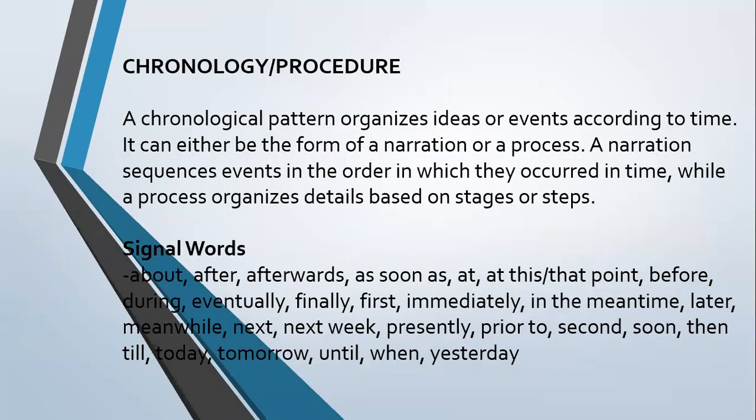Next is the chronology or procedure. A chronological pattern organizes ideas or events according to time. It can either be in the form of a narration or a process. A narration sequences the events in the order in which they occurred in time, while a process organizes details based on stages or steps. In chronology or procedure, it refers to the order of time of events or the organization of ideas.